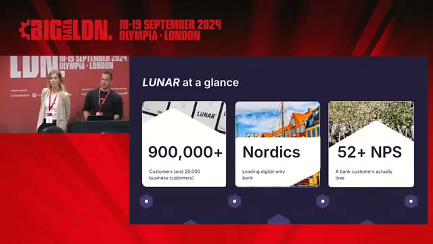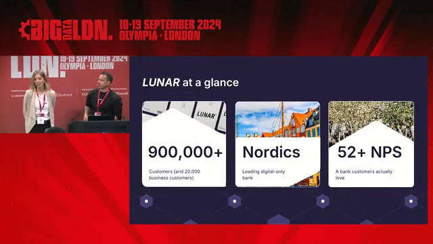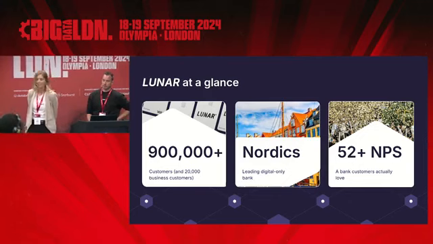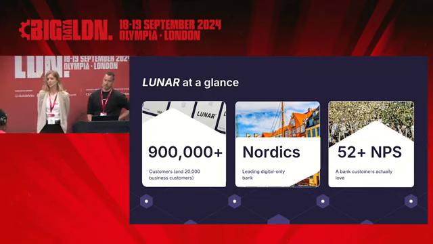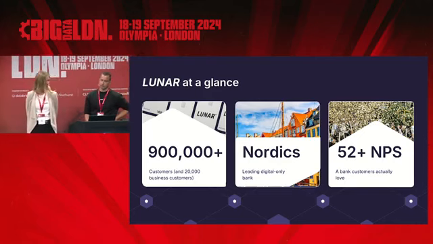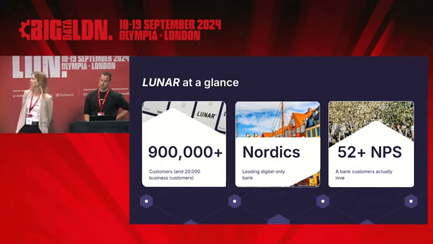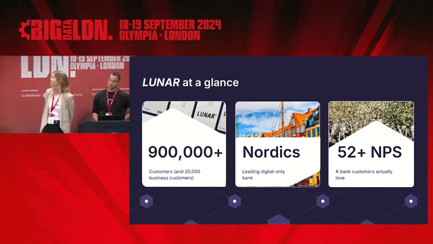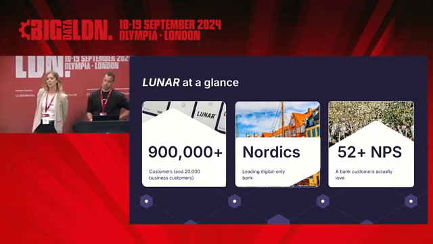So first of all, who is Lunar? Lunar is a bank, a 100% digital bank in the Nordics. We have a Danish banking license, and we were started back in 2015. We have approximately 900,000 customers, private customers, and also almost 20,000 business customers now. Relatively new, but still a lot. We are also a bank that our customers actually like, as you can see here, with a 52 plus NPS. And we focus a lot on customer satisfaction.